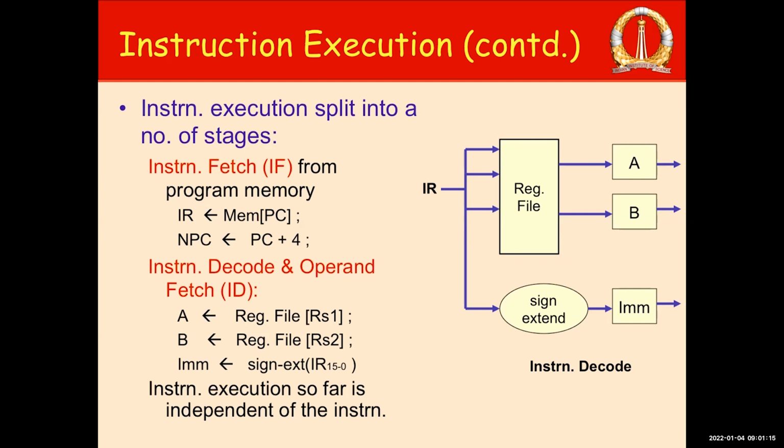Sir, if there are three of them in the IR, then it inputs three values in the register file, and one of them is taken by A and the other is taken by B. Sir, the remaining part will be extended to the immediate part with 32-bit.